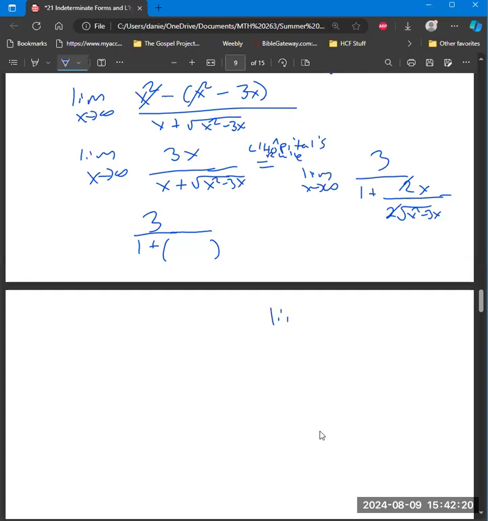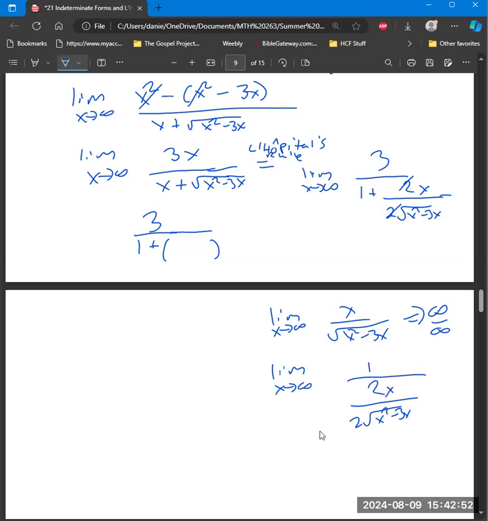Limit as x goes to infinity of x over root x squared minus 3x. I've got the other pieces there taken care of. So let's use L'Hopital's rule. This goes to infinity over infinity, which is an indeterminate form. And let's see, so that's a limit as x goes to infinity of 1 over, and then this is going to be 2 root x squared minus 3x, and this is 2x.